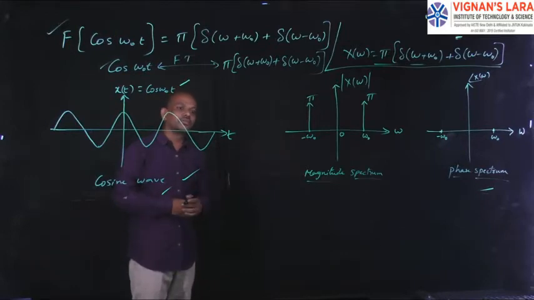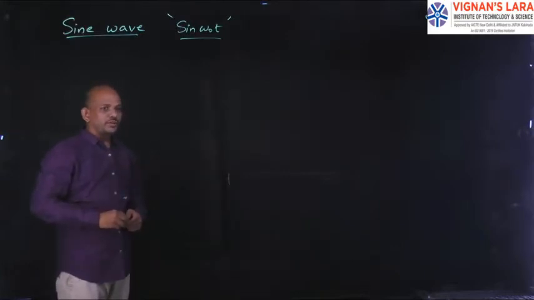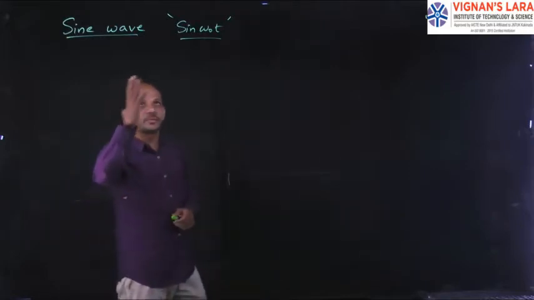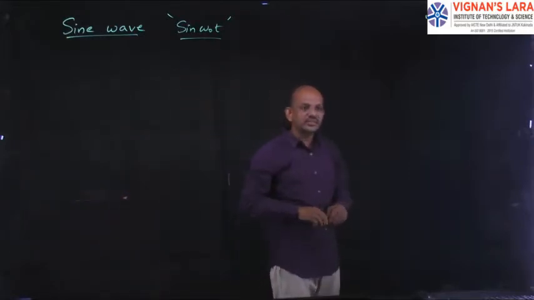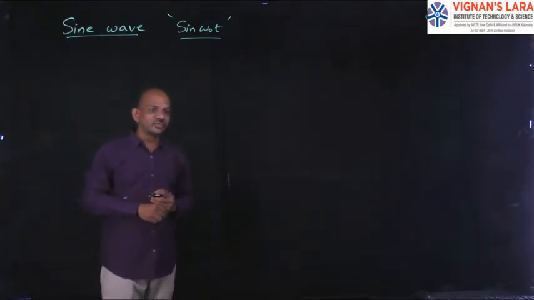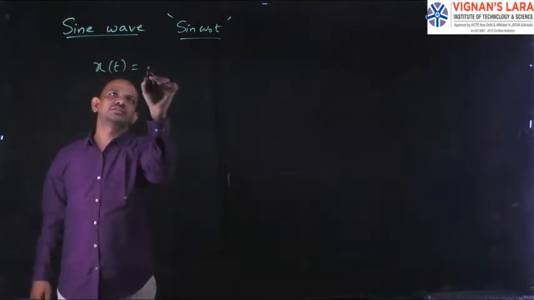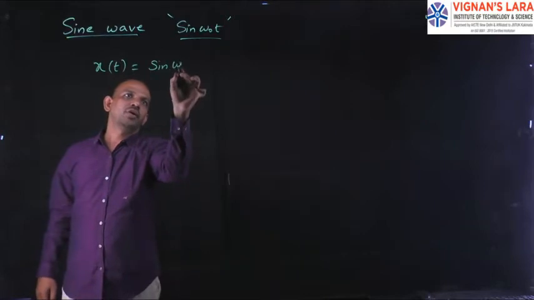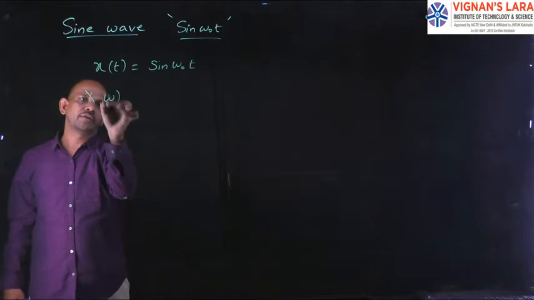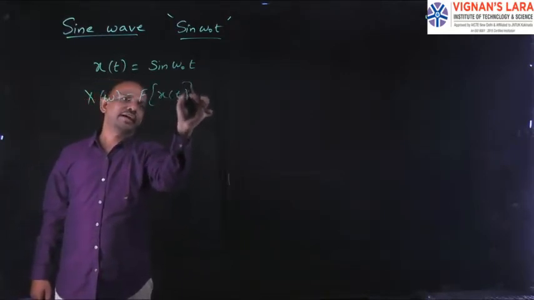Next, we move on to the sine wave. Here we have to find out the Fourier transform of a sine wave. Generally, the sine wave is represented with sine omega naught t. Okay, the given function x of t is sine omega naught t. For this, we have to find out the Fourier transform, that is X of omega, which is nothing but the Fourier transform of x of t.